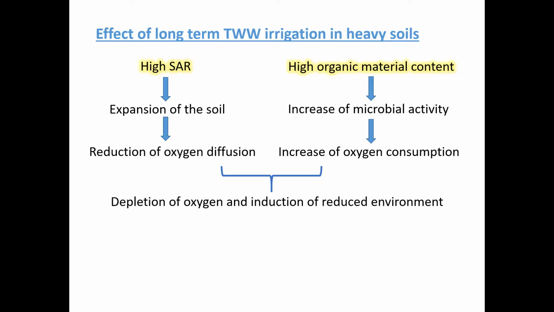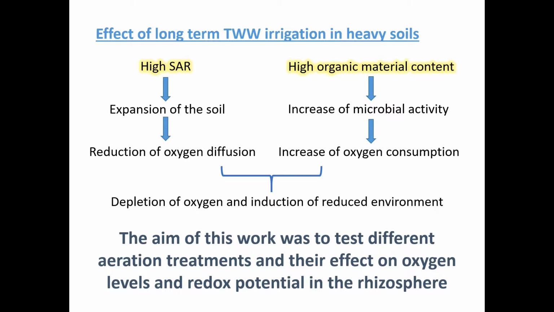Oxygen is of course necessary for root respiration, but also if we look at it from a chemical point of view, a depletion of oxygen in our system means we move towards a more reduced environment and maybe get accumulation of reduced species that may be toxic to plants. So the aim of this work was really to test different aeration treatments and try to understand how they affect the oxygen levels and the redox potential in the rhizosphere.